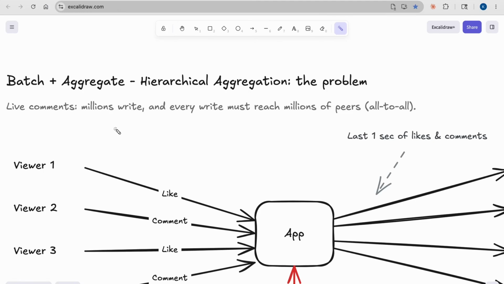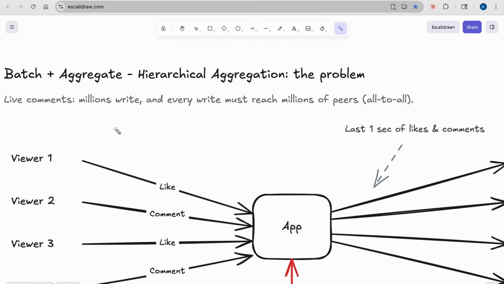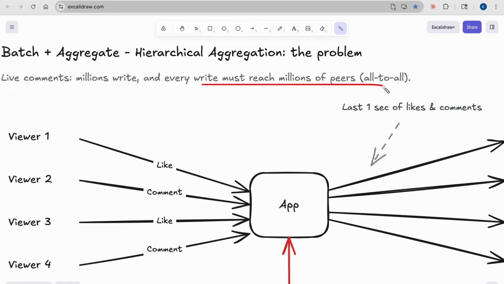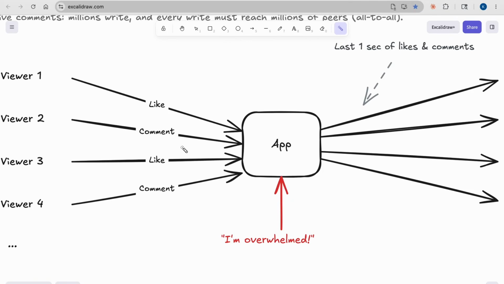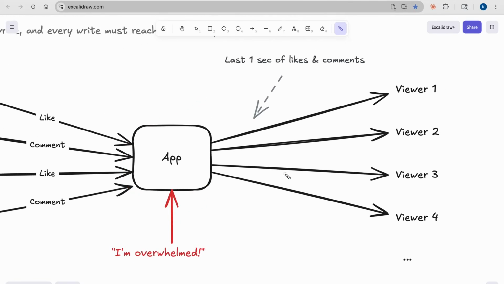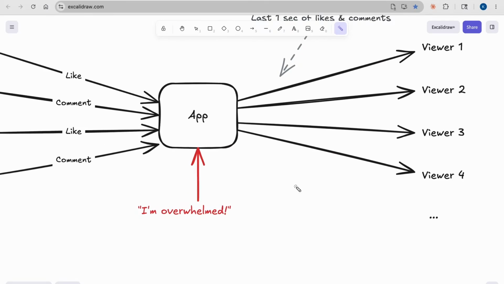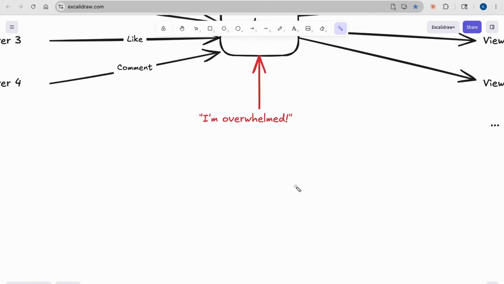This creates a very ugly situation for us if there are, I assume, millions of viewers and millions of users are writing, and now all of the writes need to be sent to all of their pages. That's where millions of writes happen, and every write must reach millions of pages. So everyone is trying to do events or commenting, and this is our app, and this is something we need to broadcast to all other viewers who are viewing. So this is the situation.